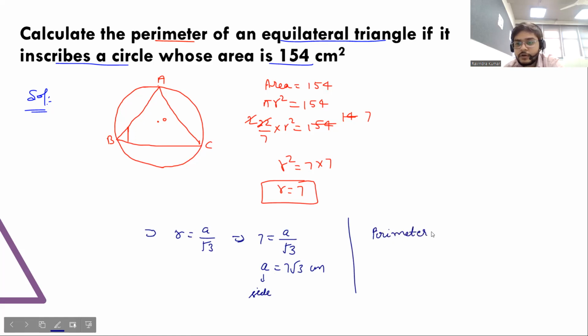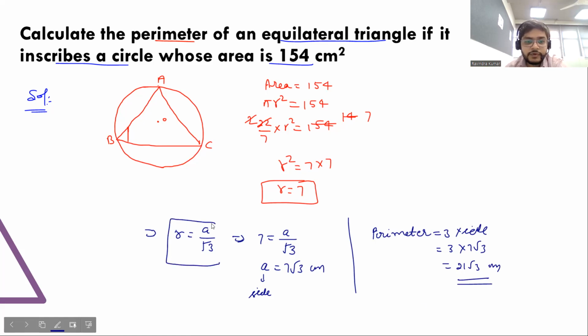Perimeter is 3 into side, because we need to find the sum of all sides, and all sides are 7 root 3 here. So we get 21 root 3 centimeter. This is the answer, right? Just keep this in mind, because this is new for you.